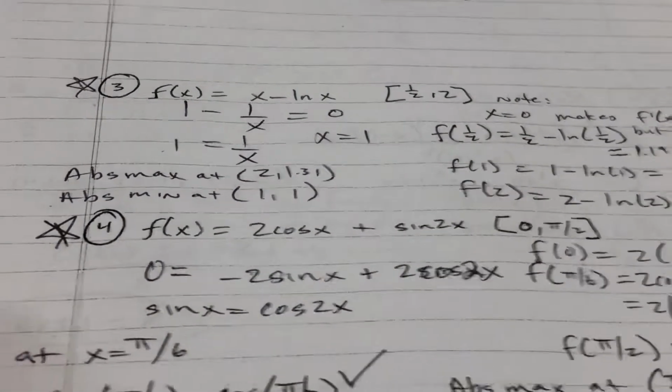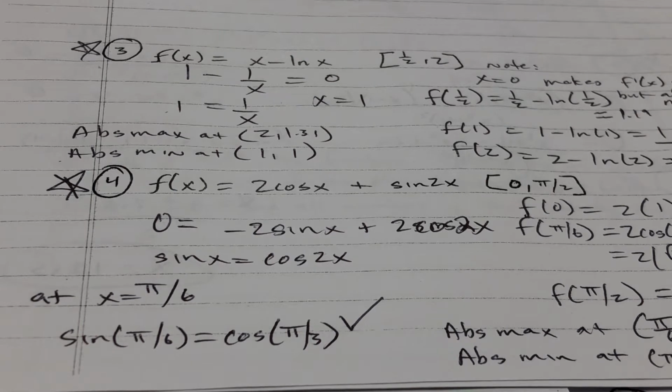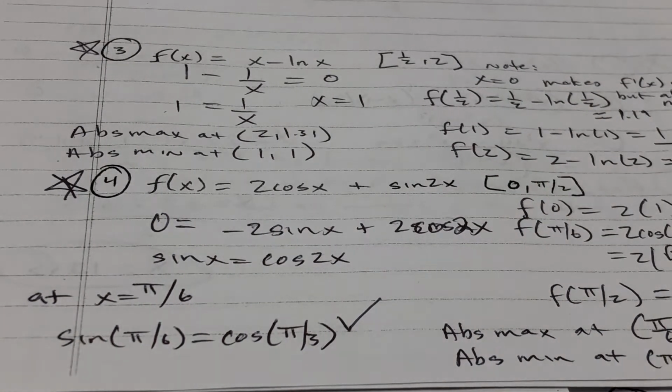Now I think we've done one like this in our notes. Derivative of 2 cosine x is negative 2 sine x. Derivative of sine 2x is cosine 2x times 2, or 2 cosine 2x. I move the 2 sine x over, and I divide by 2. So I'm looking in the first quadrant. Sine and cosine are cofunctions. So if x is 30 degrees, or pi over 6, sine of 30 is equal to cosine of 60. That's my answer: x equals pi over 6.